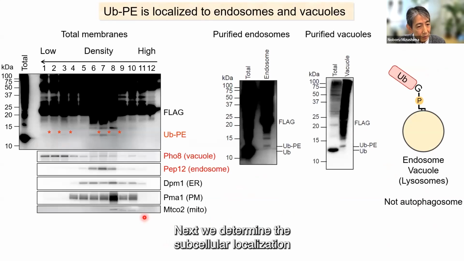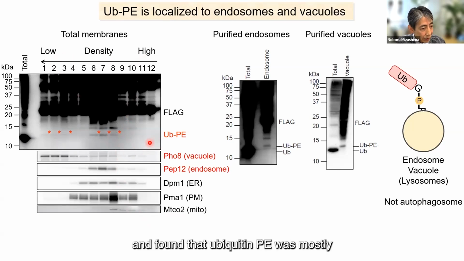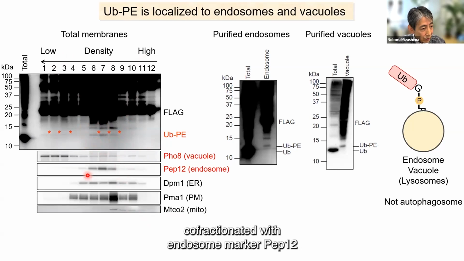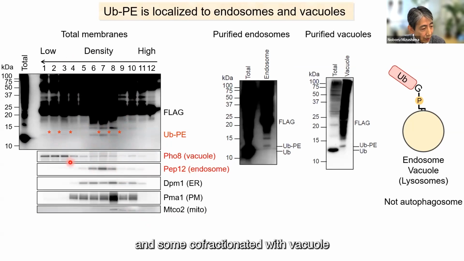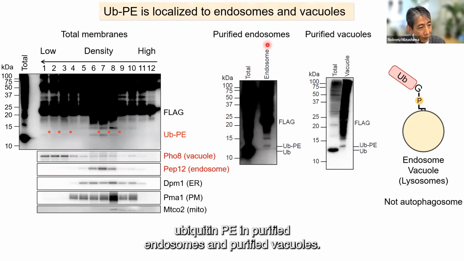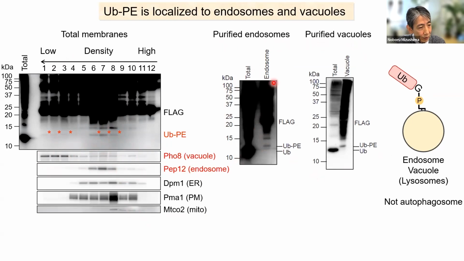Next, we determined the subcellular localization of ubiquitinated PE. So we separated yeast organelles by membrane flotation analysis and found that ubiquitin PE was mostly co-fractionated with the endosome marker PEP12 and some co-fractionated with the vacuolar marker 480. Indeed, we detected ubiquitin PE in purified endosomes and purified vacuoles.